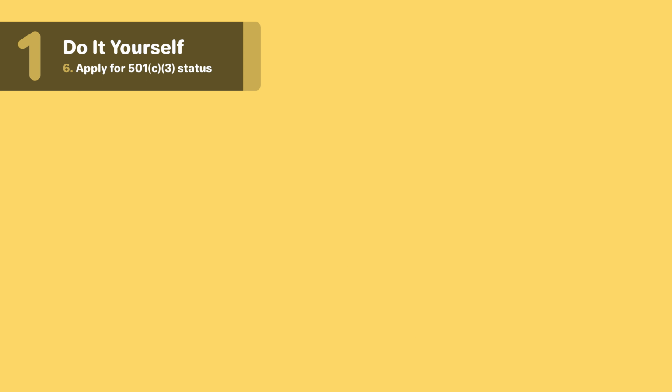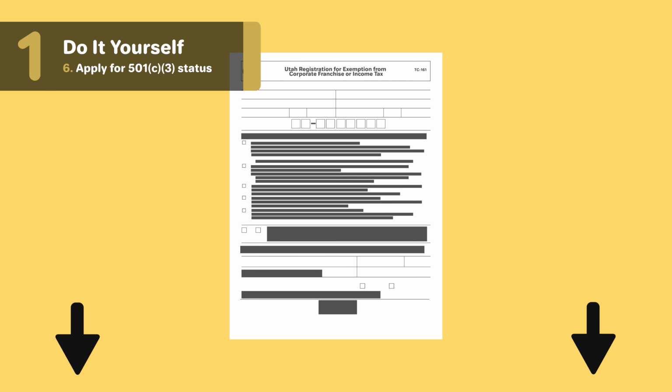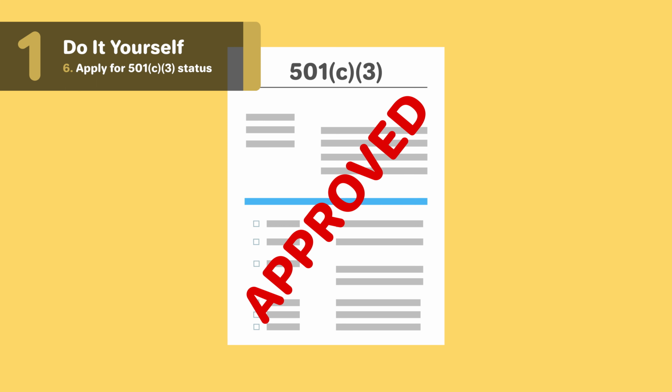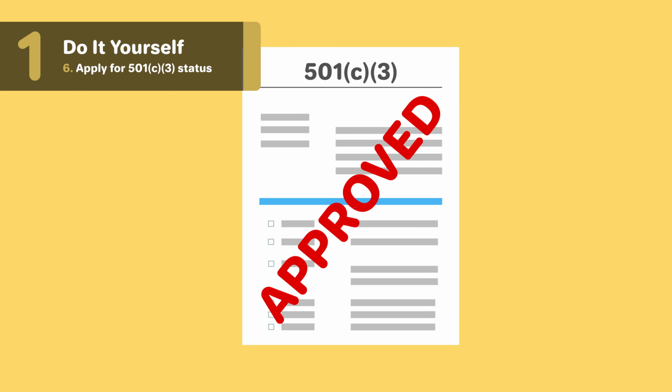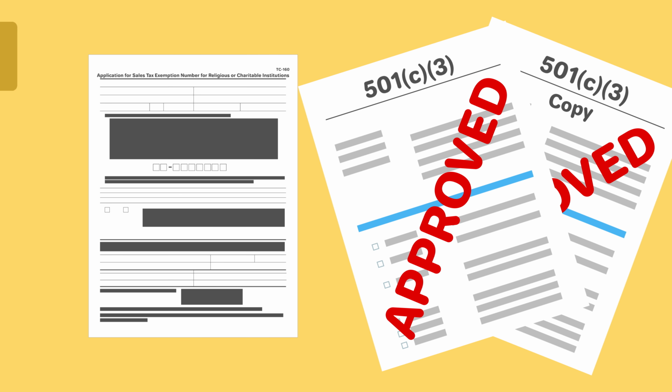To be exempt from Utah corporate income tax, you must file Form TC-161 linked below. Once you receive the IRS determination letter, you must submit the following to the Utah State Tax Commission to receive your sales tax exemption number: Form TC-160 and a copy of the IRS determination letter.